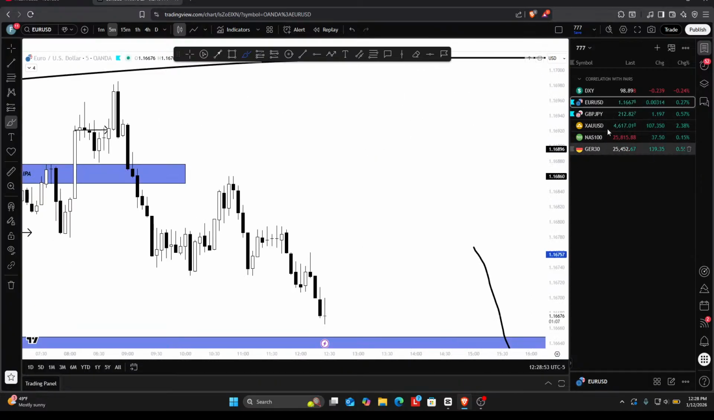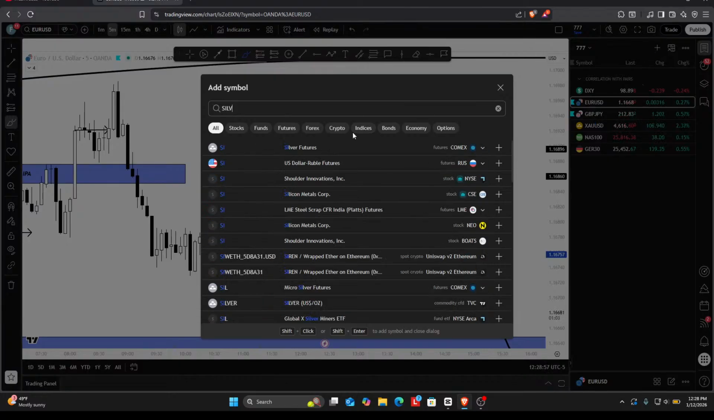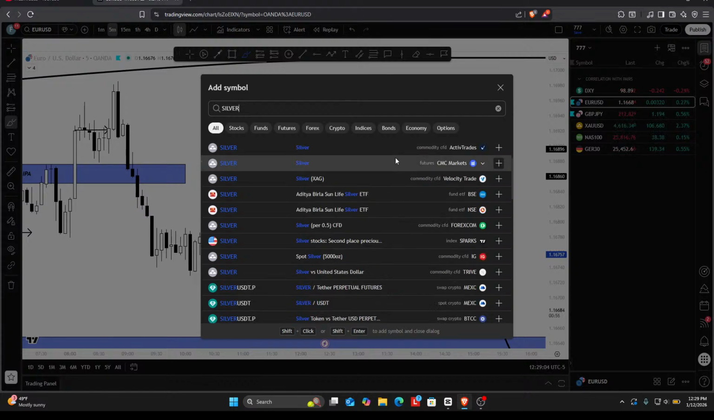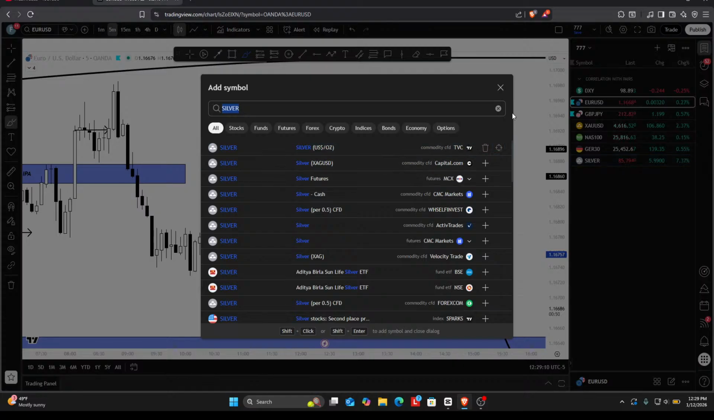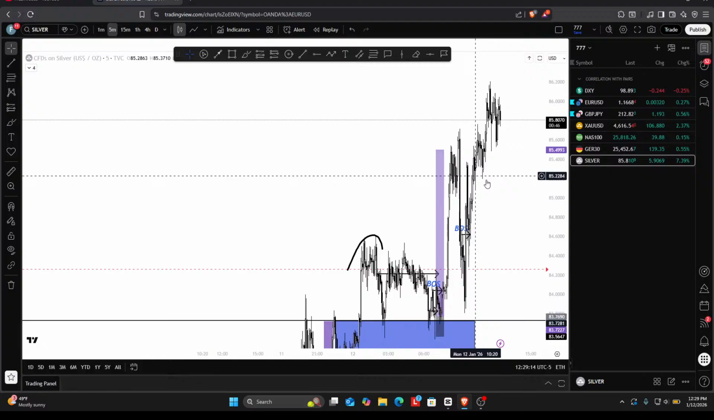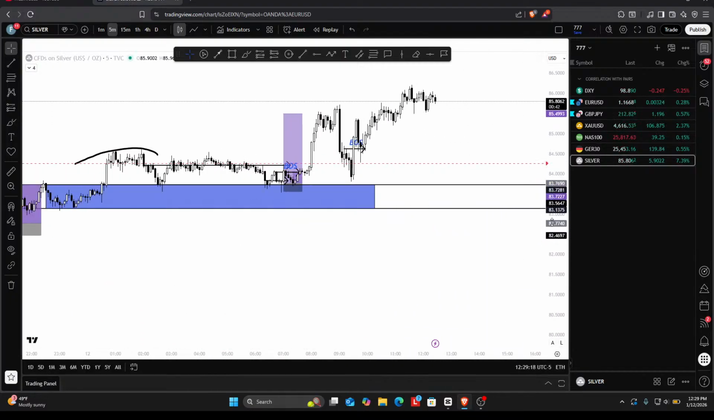Oh, where's silver? I knew I was missing one. I knew I was missing one, but okay. Yeah, silver. Okay, silver was pretty clean. I'm not gonna lie. Like two opportunities.